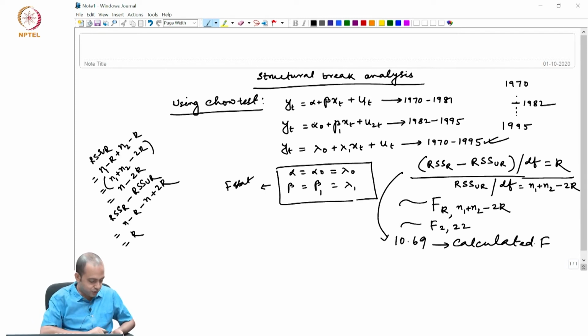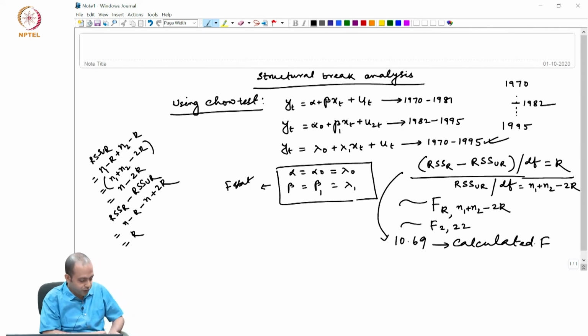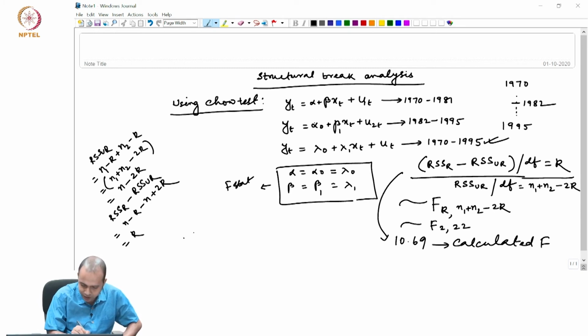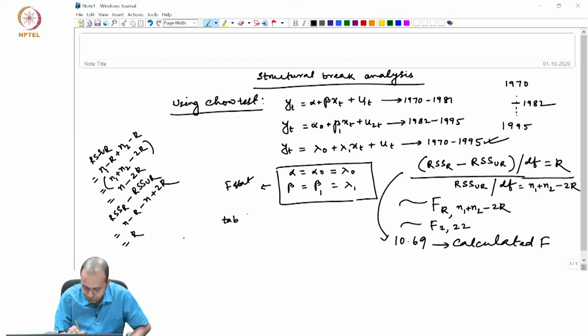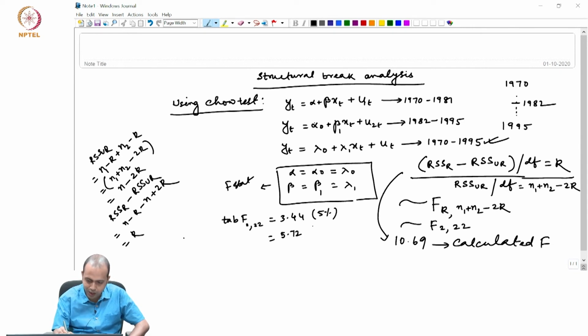Okay. Now, if you compare this calculated F with the tabulated F at 5%, 10% and 1% level of significance, then what will you get? If you compare the tabulated value from the F table, at 2 and 22 degrees of freedom, the tabulated F equals 3.44 at 5%, and equals 5.72 at 1%.